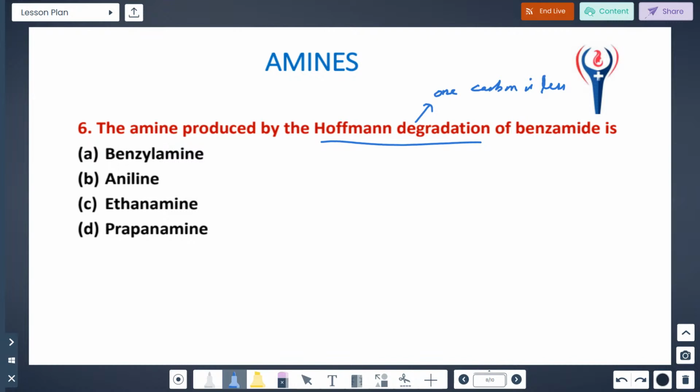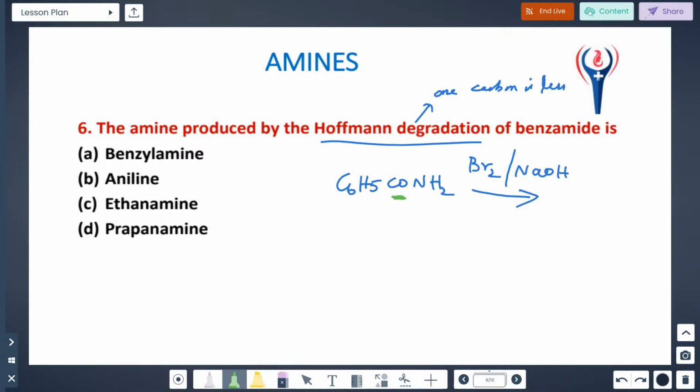See the question. The amine produced by the Hoffman degradation of benzamide. You know benzamide. What's the formula for benzamide? C6H5CONH2. What is the Hoffman reagent? Br2 in presence of alcoholic KOH or NaOH. Degradation here just means the CO group will be removed, one carbon.